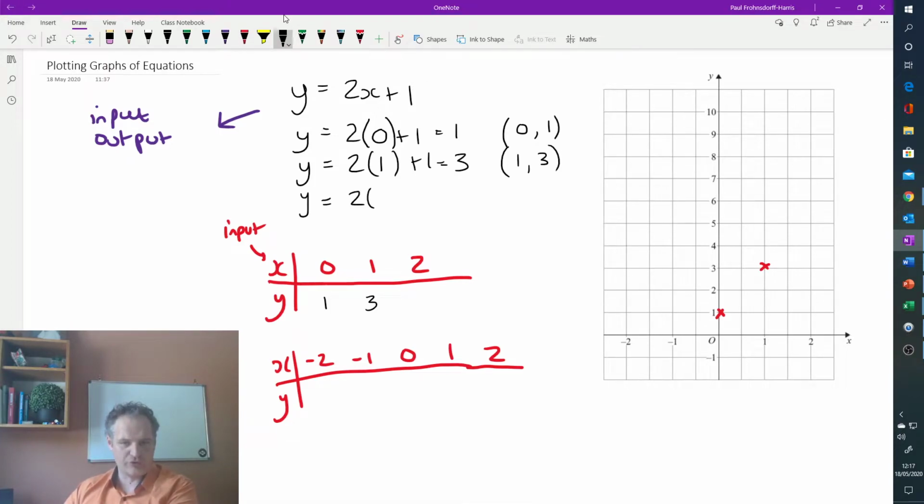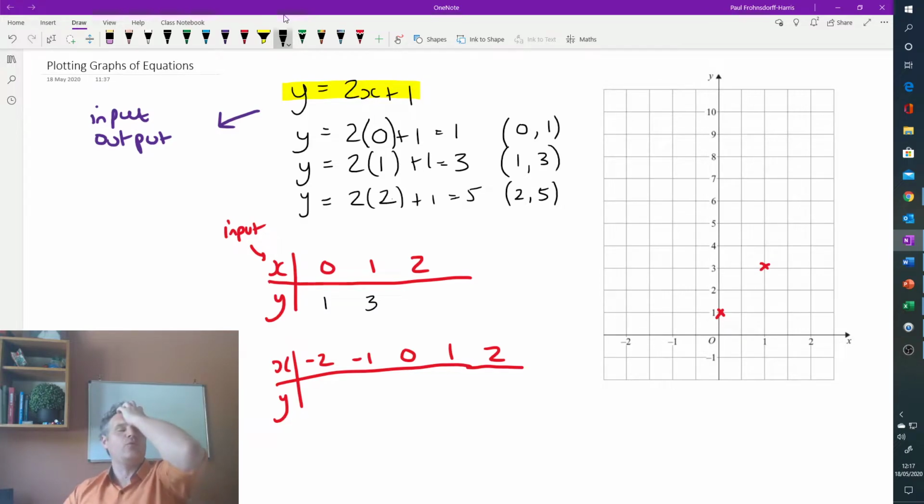Y equals 2 times something. Remember, this all comes from this equation. This is where I'm getting the 2 times something plus 1. Y output equals 2 times input plus 1. So therefore 2 lots of 2 this time. I'm putting the 2 in, plus 1. 2 2s are 4 plus 1 is 5. So when we put in 2, we get the answer 5.